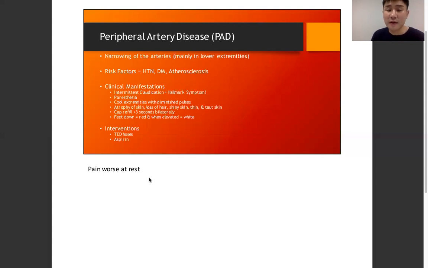Atrophy of the skin, loss of hair, shiny skin, thin, torn skin, capillary refill more than 3 seconds. With feet down, they're red, and whenever they elevate them, they're white. That makes sense, right? Because when they put the feet down, the blood is able to go down easier. But if they put the feet up, the blood goes back easier, and it's harder for blood to get to the feet. So that's why it's white.